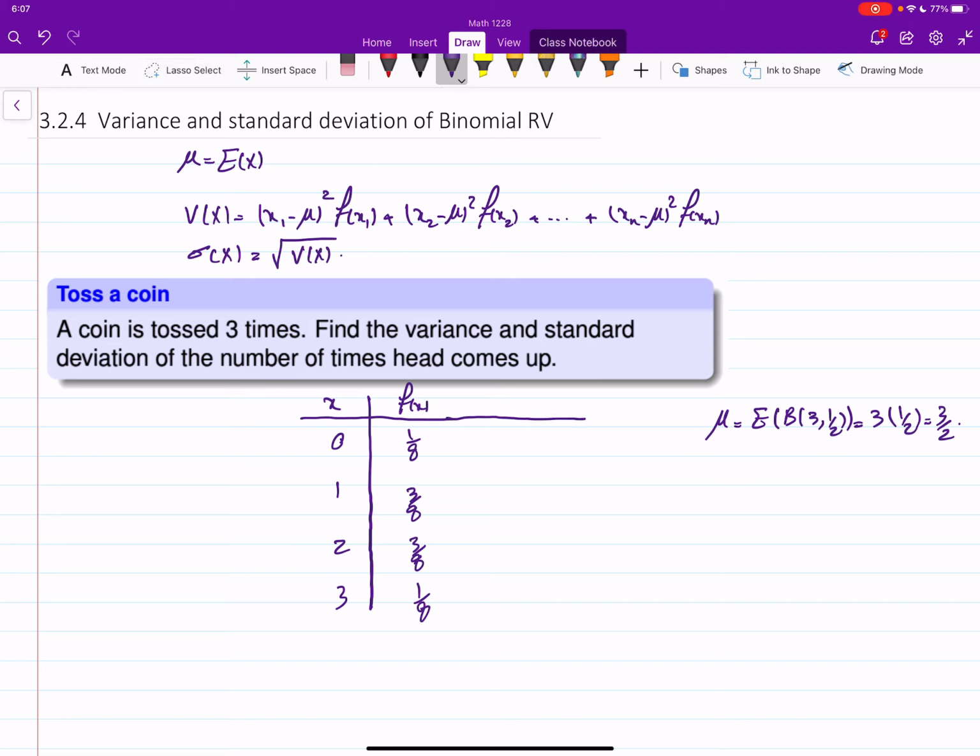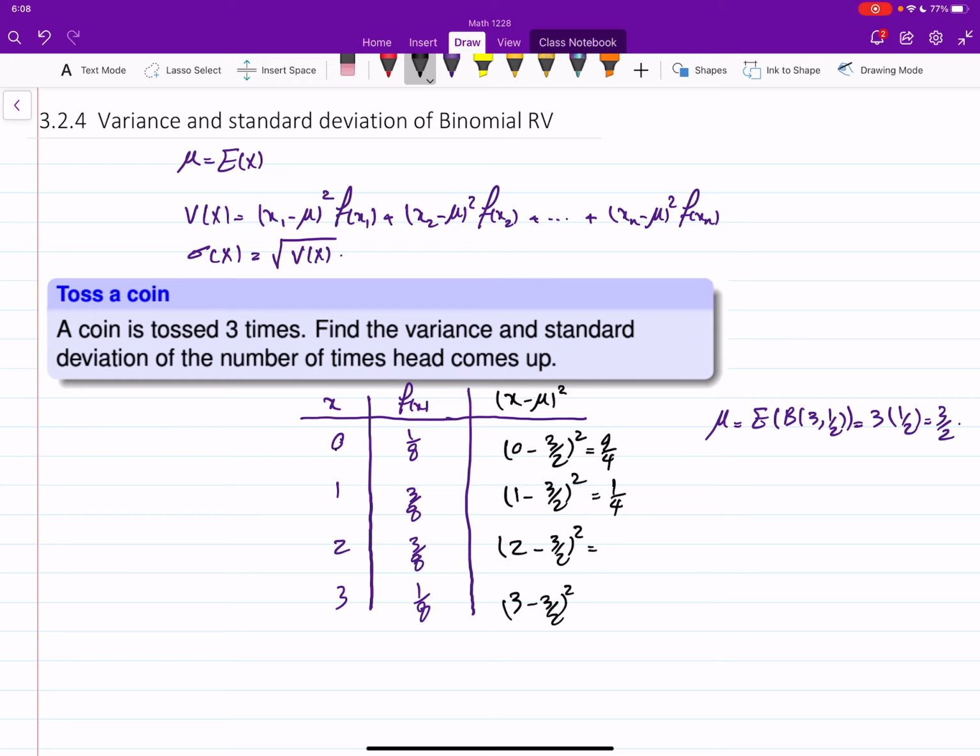Now, we want to calculate the variance of this random variable. One way to do this is to introduce a new column here, (x minus mu) squared, or (x minus 3 over 2) squared. So for x equals 0, it is (0 minus 3 over 2) squared. For x equals 1, (1 minus 3 over 2) squared. For x equals 2, (2 minus 3 over 2) squared. And (3 minus 3 over 2) squared. These values are: negative 3 over 2 squared, which is 9 over 4. Then negative 1 over 2 squared is 1 over 4. Then 1 over 2 squared is 1 over 4. And the last one is 9 over 4.